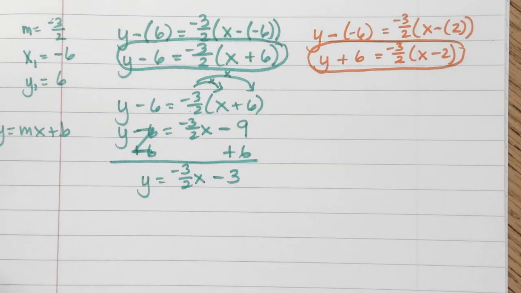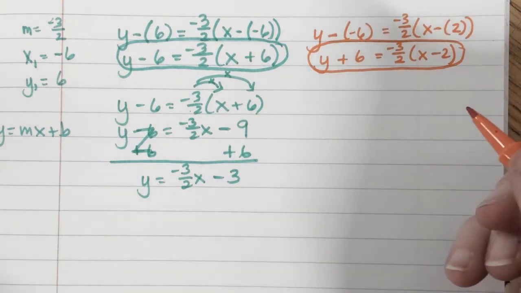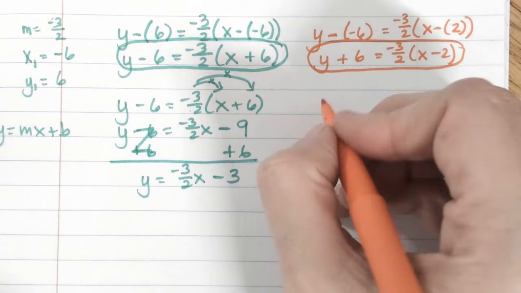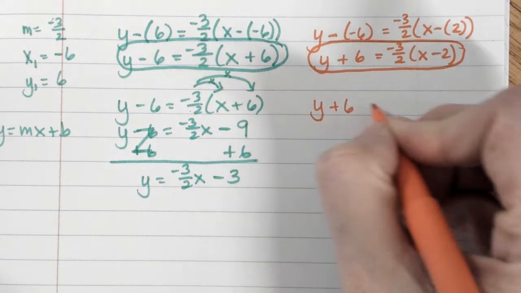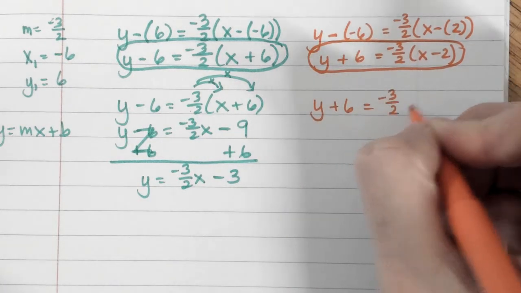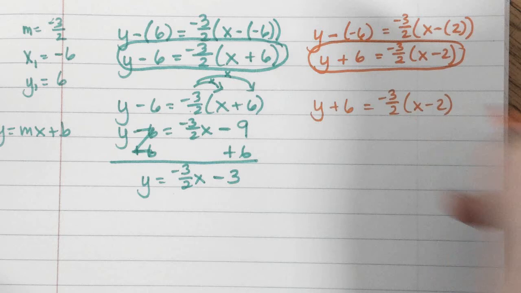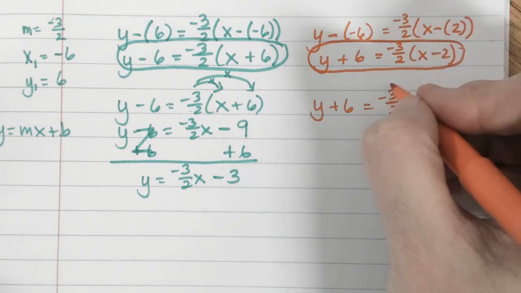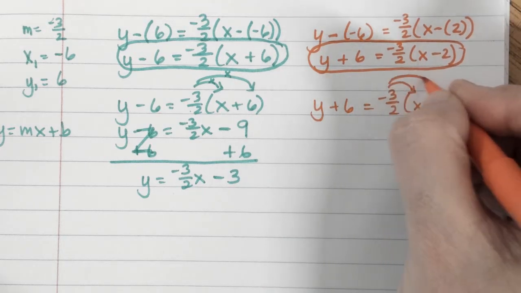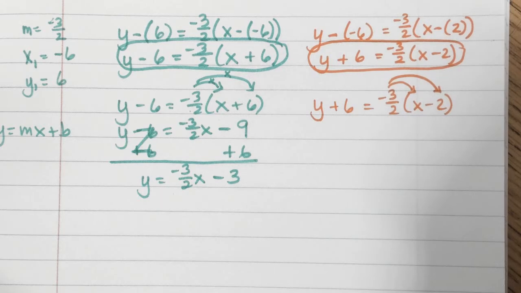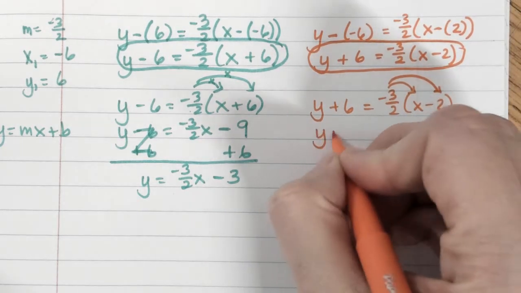Now, if I did this right, which I hope I did, I should get the same answer over here if I simplify this one. Okay, so let's try it. y plus 6 equals negative 3 over 2, x minus 2. First step is to distribute, and when I distribute, I'm multiplying everything by this fraction, okay? So I have y plus 6.